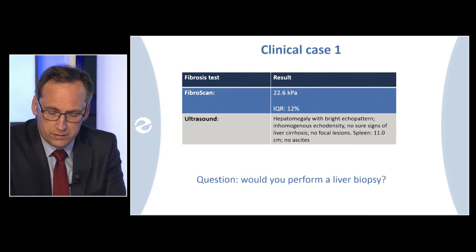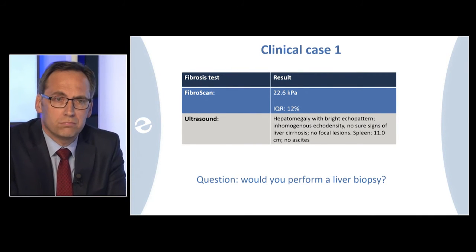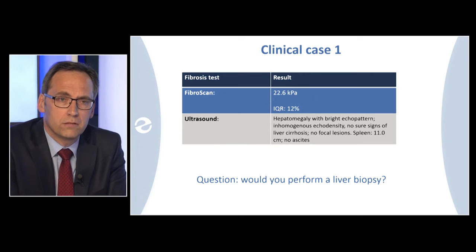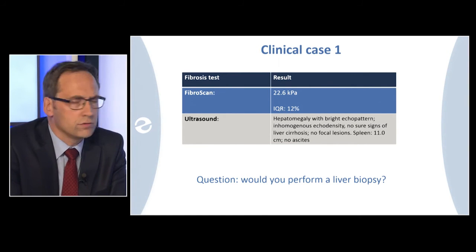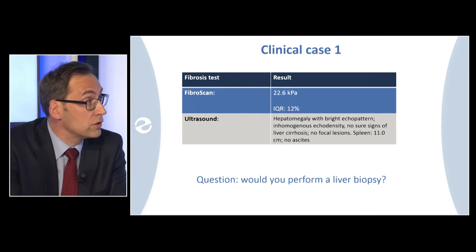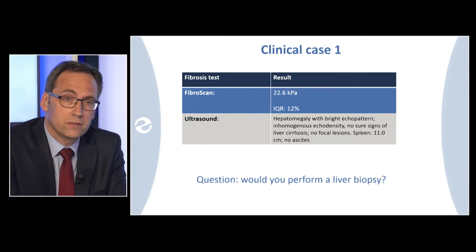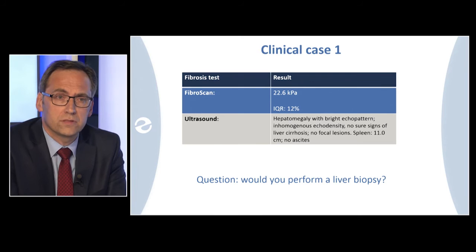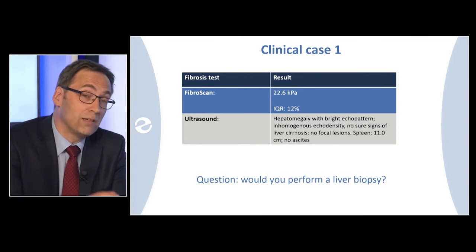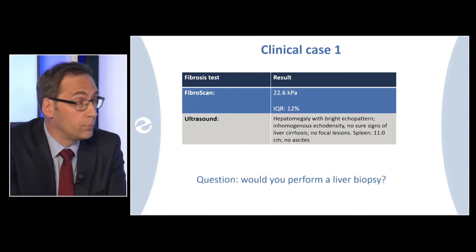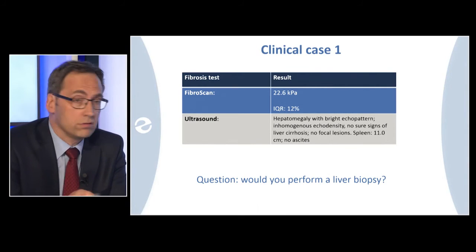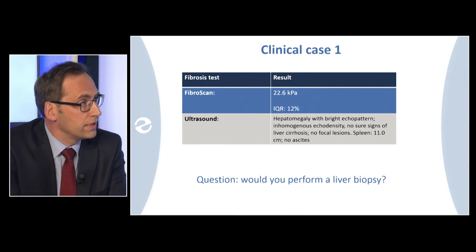Below you see the ultrasound, you see the typical enlarged liver, increased echo density, a little bit inhomogeneous, but no sure signs of cirrhosis. What I observe actually in practice is that many people then don't believe the FibroScan data. What does it mean? The spleen was here a little bit at the border, which is a problem sometimes. You think, is it the portal hypertension or not? We don't know.